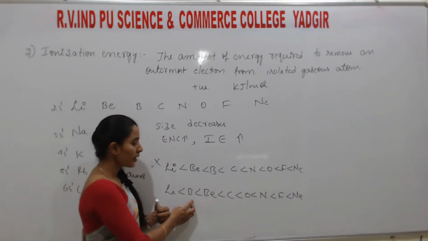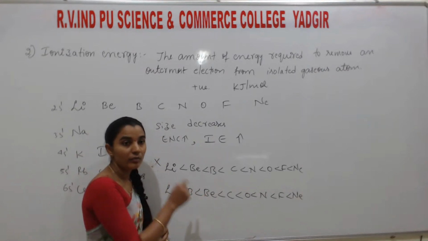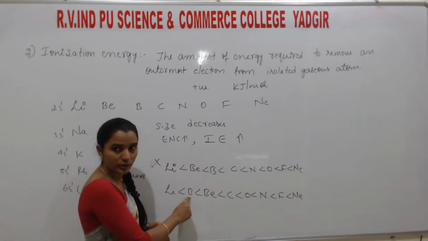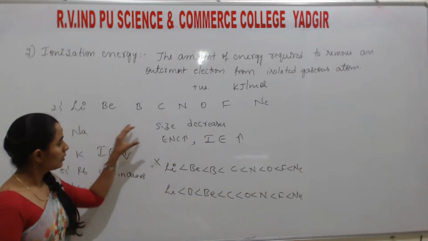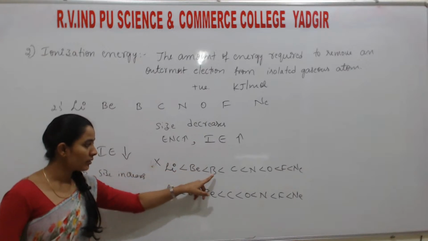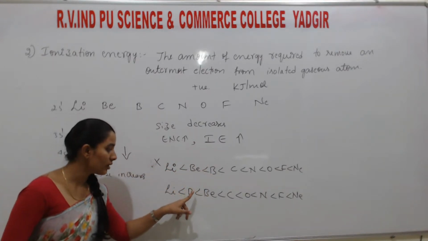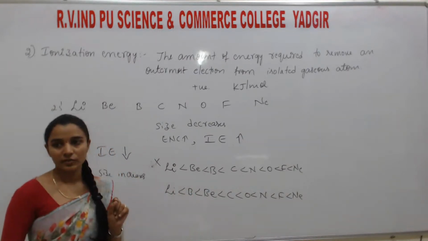Or you may ask why the first ionization energy of boron is less compared to beryllium, even though it has a greater atomic number. 2s2 2p1 is there. According to the trend, along the periods, if ionization energy increases, boron should have greater ionization energy. But instead, beryllium has greater ionization energy. What is the reason for it?